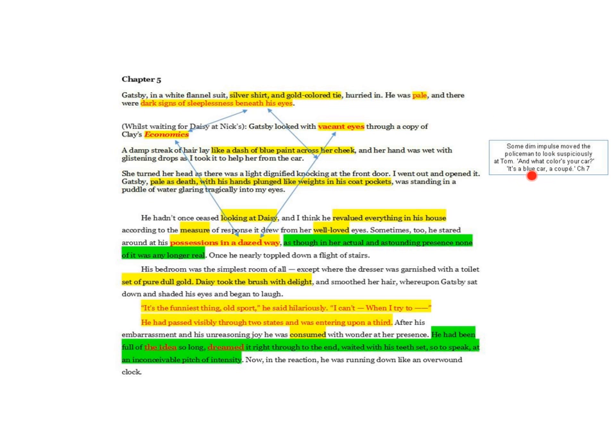But if they're getting a dash of blue paint, have a little look on the side there. Some dim impulse moved the policeman to look suspiciously at Tom. And what colour's your car? It's a blue car, a coupe. So a little reminder of almost like branding her possession and ownership again. Some clever colour symbolism to reinforce that idea of possession and control here.